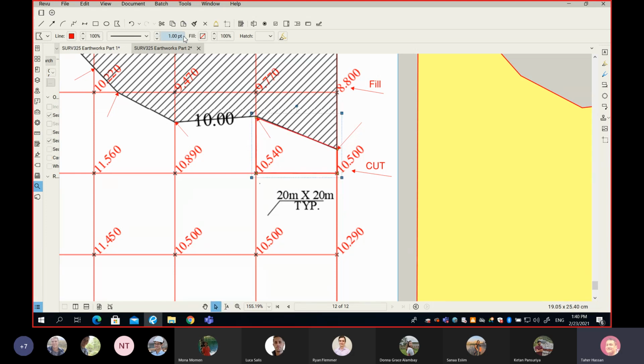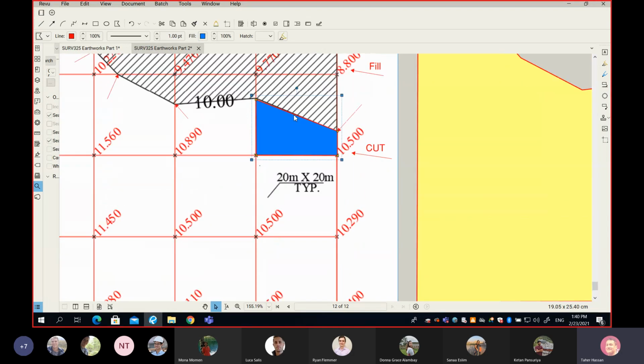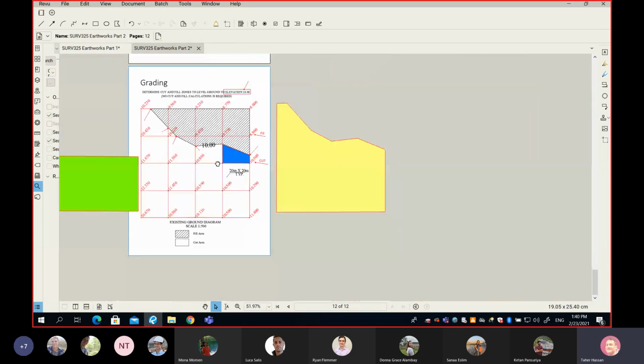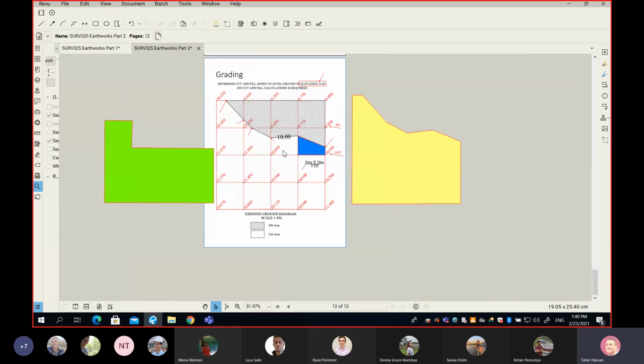I'm asking you, can I estimate this volume here in blue using the method I taught you 5 minutes ago? No, you can't, because it's an incomplete square. But I will show you how. Before I do that, let's look at the green. Now I want to find the green.